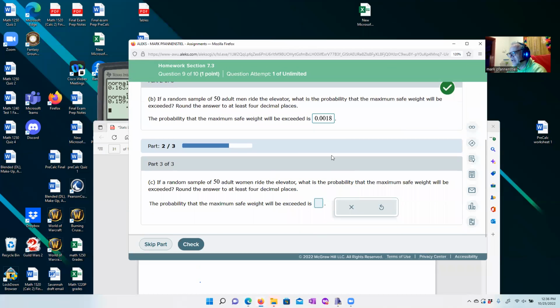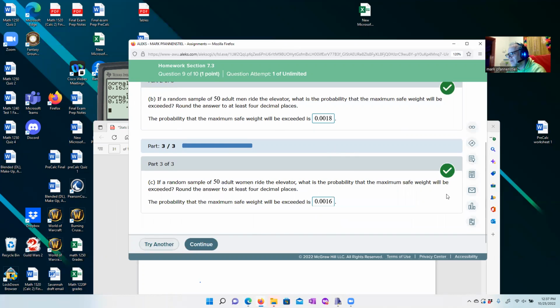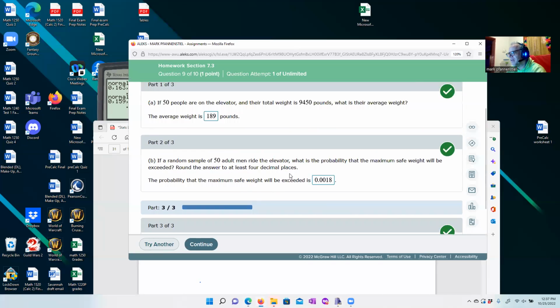So we'll go back down here. It's a little bit smaller for women. I wouldn't say by a whole lot, 0.0016. That's 0.2% if you squint at it. So we'll go ahead and check, get the green flag, hooray, and we'll go on to the next one.